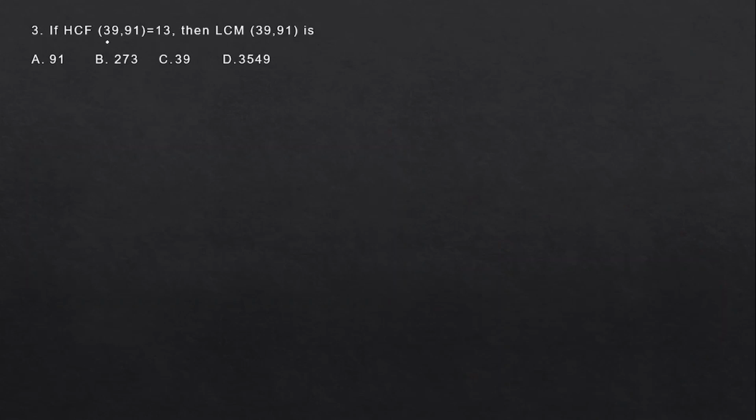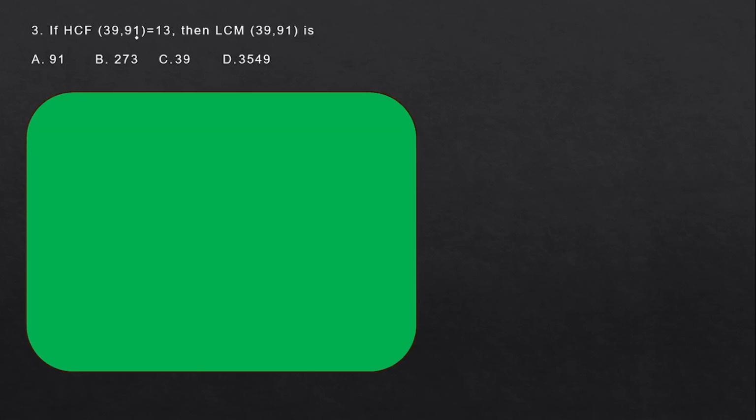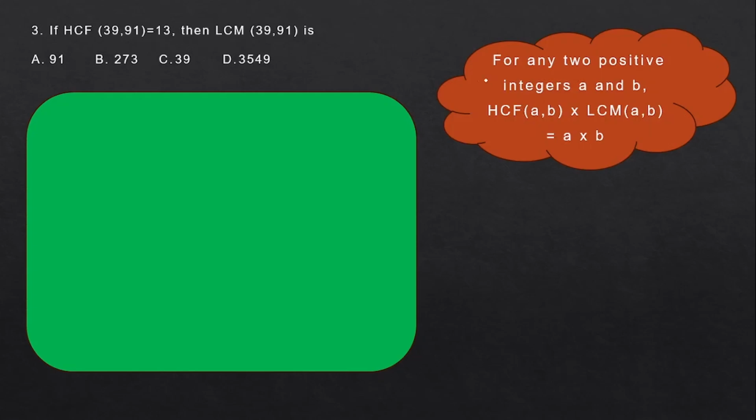If HCF of 39 and 91 is 13, then LCM of 39 and 91 is? Okay, now in this particular question, they have given us two numbers, 39 and 91, for which the HCF is directly given, and we have to find the LCM. Now, there is one particular relation which stands for the numbers and their respective HCF and LCM. So, for any two positive integers a and b, the product of their HCF and LCM is equal to the product of the given numbers.